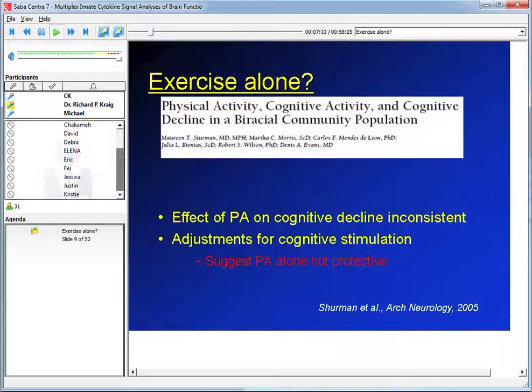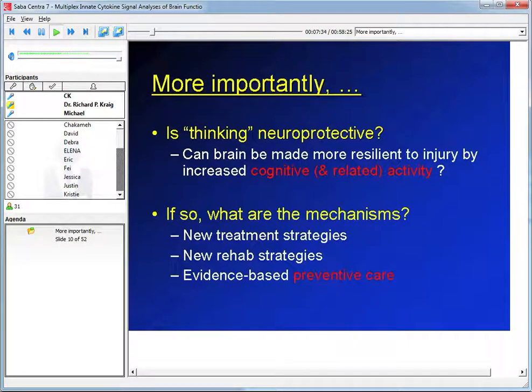So the question becomes, is exercise alone enough? And I would argue no, and so does animal science work. And there's a nice caveat to that in Archives of Neurology in 2005, that when cognitive activity is taken into account with those who are more physically active, there is no difference, suggesting that physical activity alone is insufficient to explain the improvement in neuroprotection. So next becomes the question, if you're running or walking volitionally, are you thinking? And does the thinking really change the brain function to improve your ability to withstand disease?